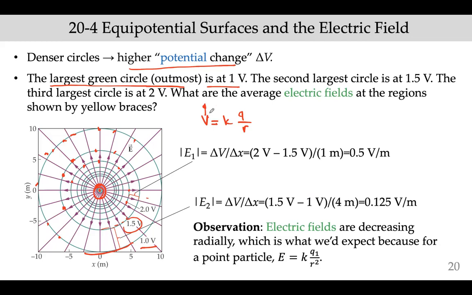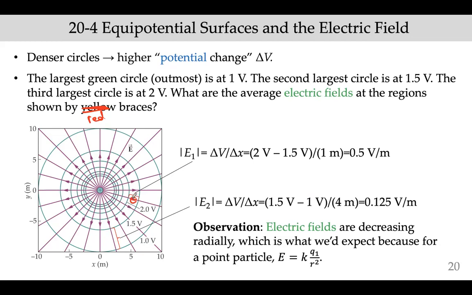Now the question is, what are the average electric fields at the regions shown by, in this case, red braces? We have a red brace here and another here. So what is the average electric field in this region, between the largest circle and the second largest circle? And also, what is the electric field here? Let's start with this one.